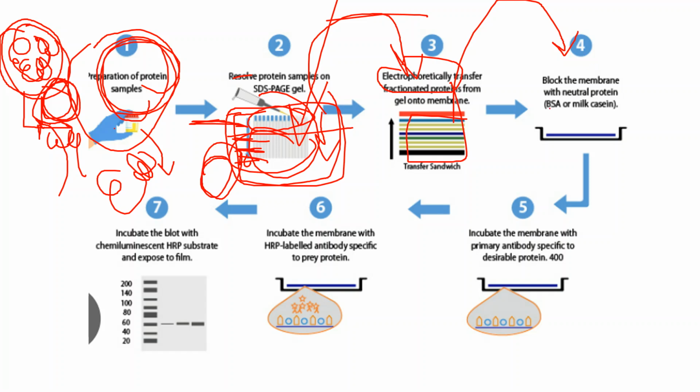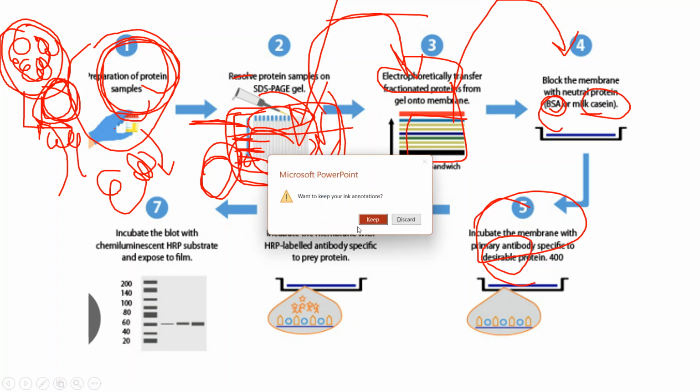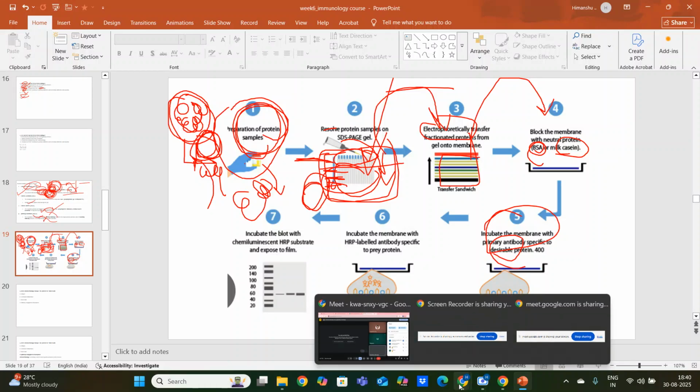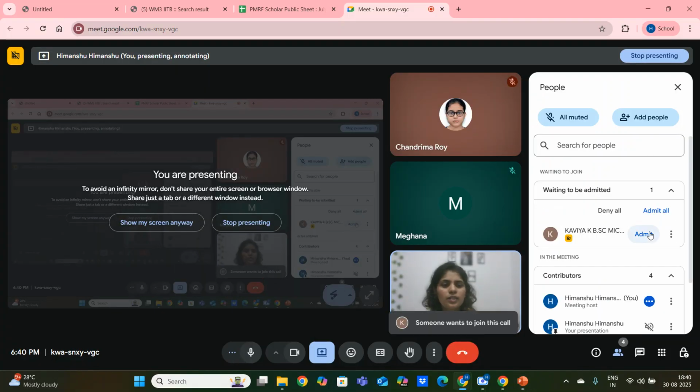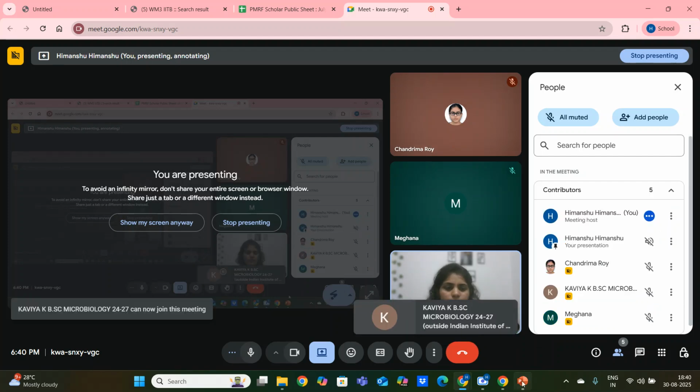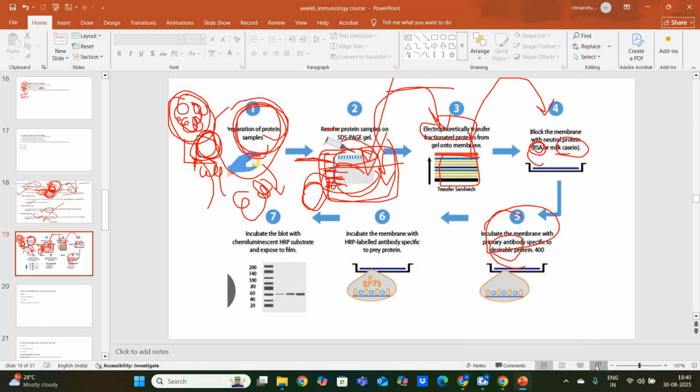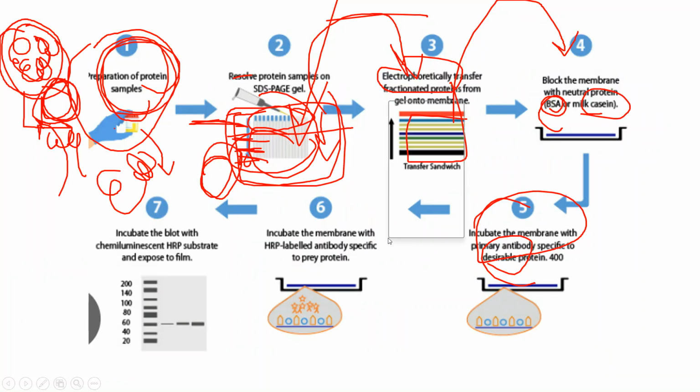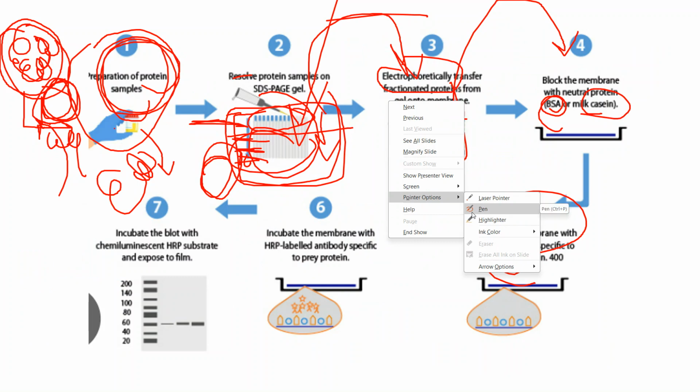And this blocking is normally done by BSA, that is bovine serum albumin, or by milk casein, 5% skim milk normally people do. After that, we incubate with the primary antibody that is specific to the desirable protein which we want to see, the particular protein that the antibody will be specific to only. So this antibody will come and bind to that particular protein which we want to see, right?